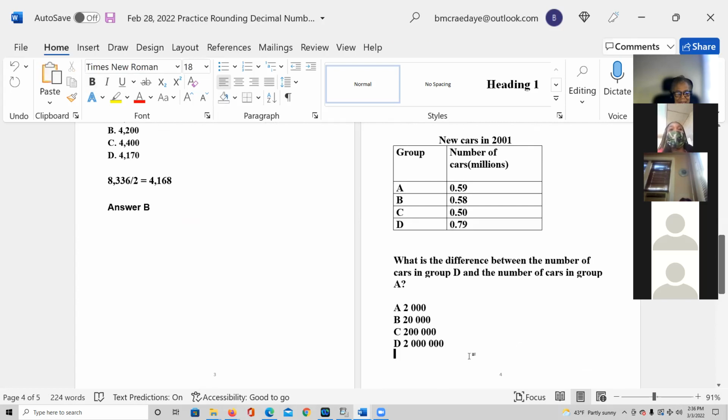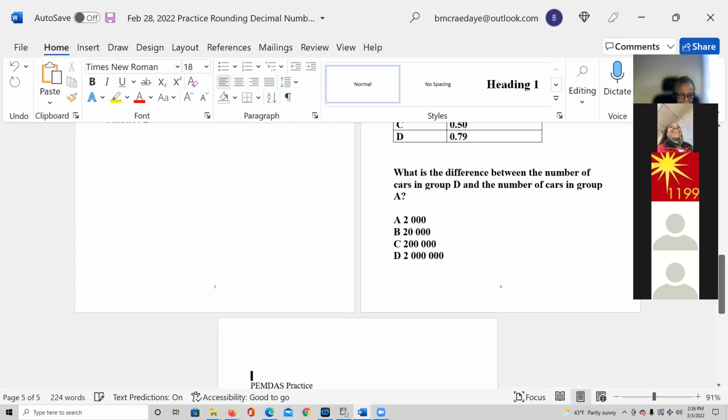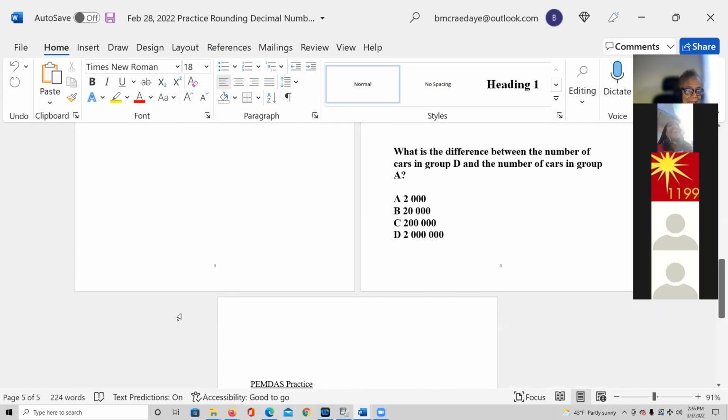Right, D has... I'm down below here. Okay, so D has what? D has 0.79, 0.79, right? Decimal point.